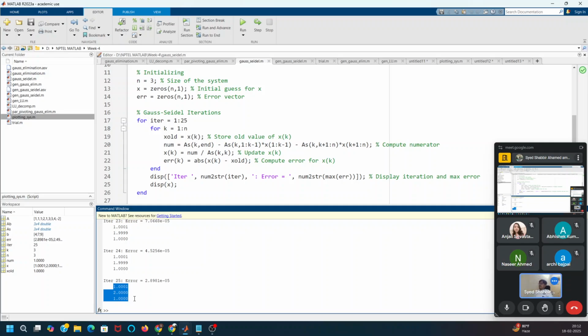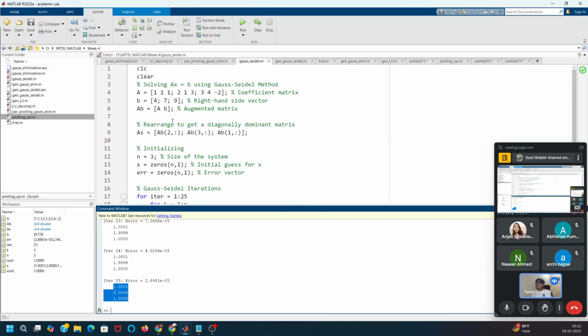Instead, we can stop at some number of iterations, like here I'm stopping it at 25 iterations. Or I can say, okay, MATLAB, if you get error below this value, you stop this and break out of the loop and give the solution.